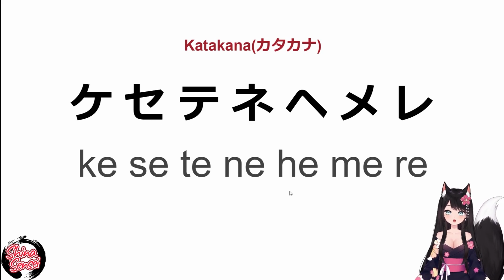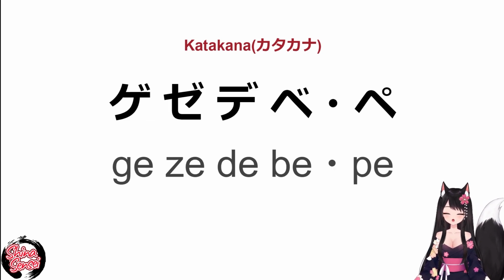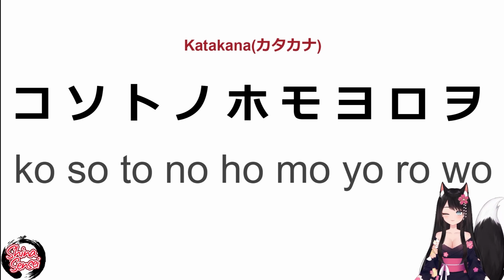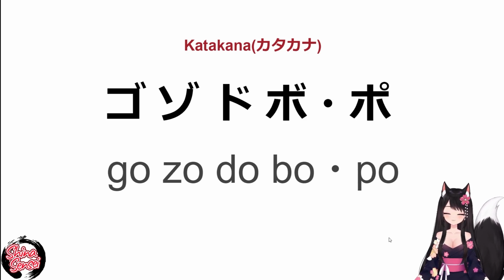Then we have the consonants with the e sound. We have ke, se, te, ne, he, me, re. And with the modifiers, ge, ze, de, be, pe. Then we have the consonants with the o sound. Remember, it's not an "oh" as in English, it's an o. Short and sweet, o. We have ko, so, to, no, ho, mo, yo, ro, o. And with the modifiers, go, zo, do, bo, and po.